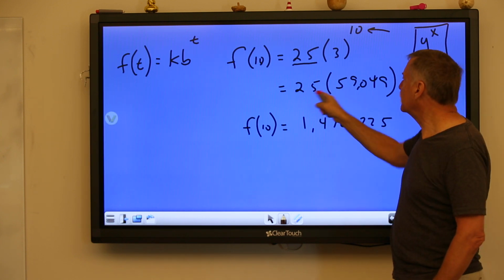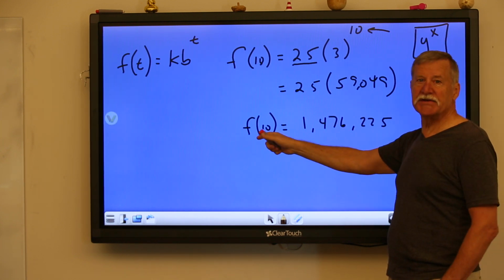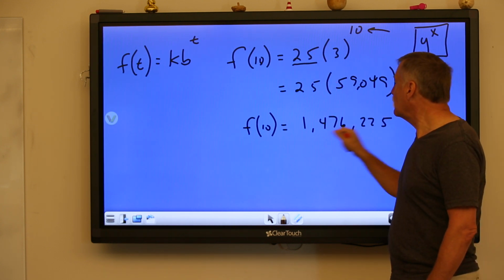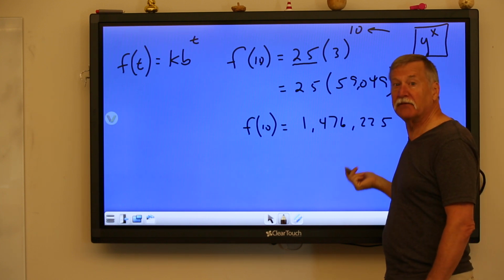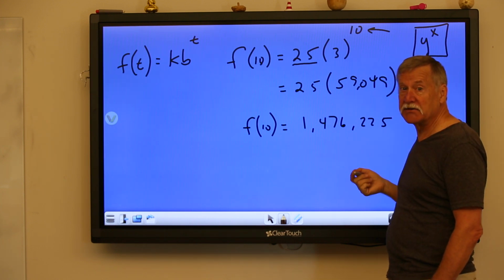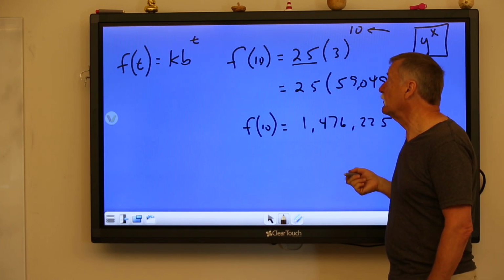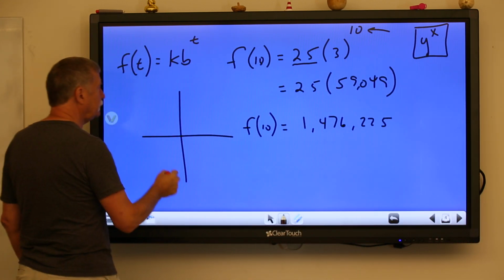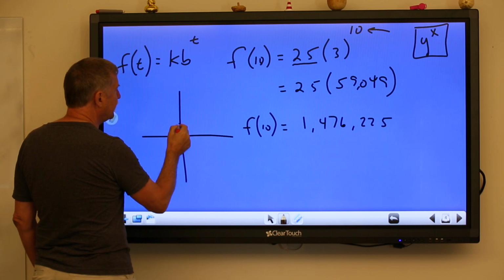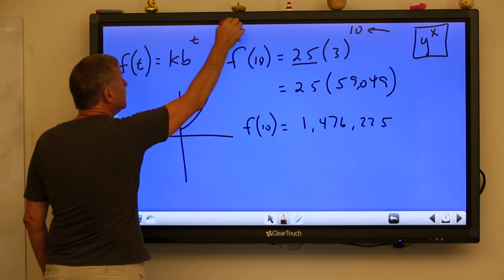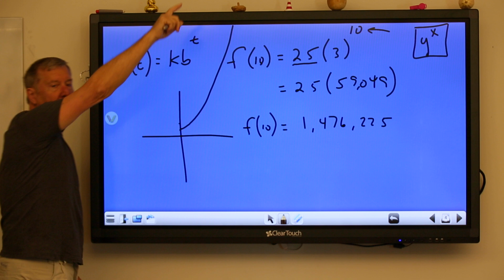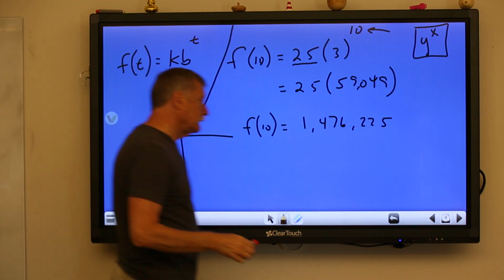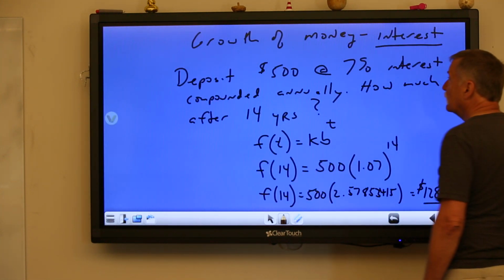All right? Well, if you do that and you find 3 to the 10th power, that's 59,049. And that gets multiplied times 25. So this tells us that after 10 months, we started with 25, and now we're almost 1.5 million viruses. That's exponential growth, all right? And indeed, if you were to look at this, it would start off at 25, but by the time you get up to 10 months, you are way off the charts there.